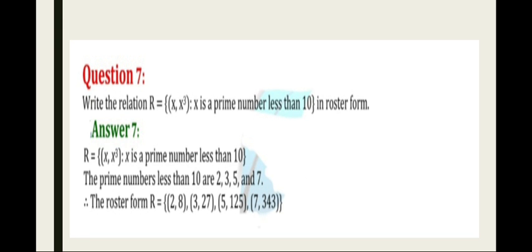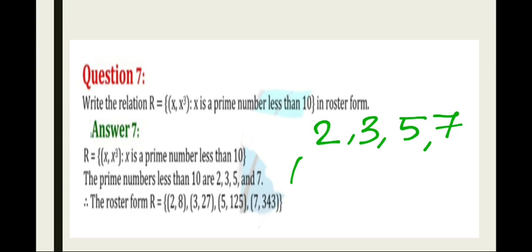Now, question number 7. Write the relation R where the first element is x and the second element is x cube, that means first element cubed. x is a prime number less than 10. You have to change it into roster form. Very easy. First of all, you have to judge the prime numbers which are less than 10. The prime numbers less than 10 are 2, 3, 5 and 7.